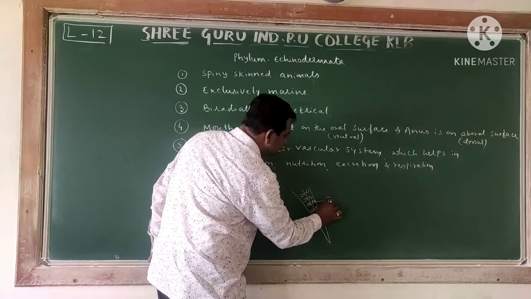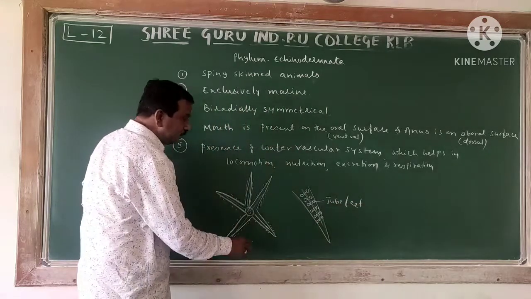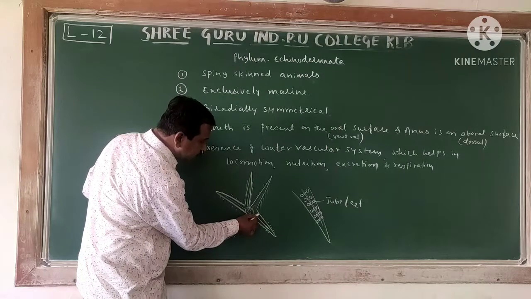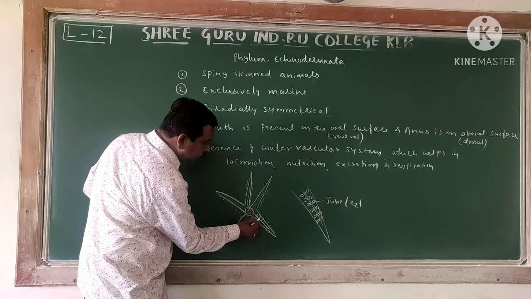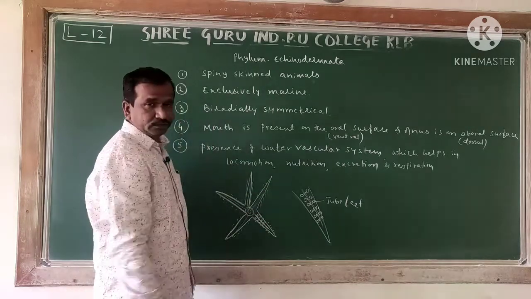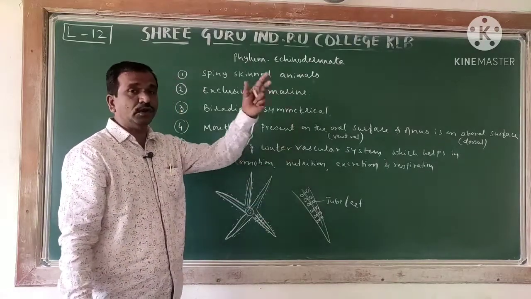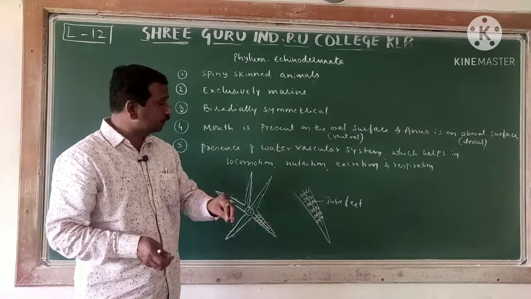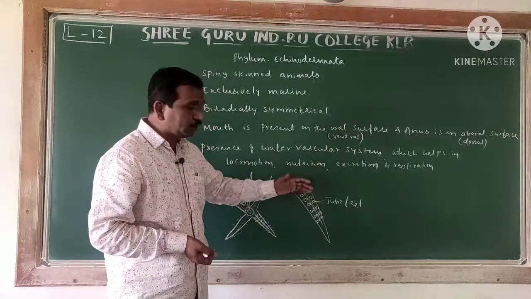So what is this? This is the tube feet. Like this. Here I am drawing the diagram of the tube feet. Such tube feet are going to be found in all the regions, that is, all the arms. Now what is the role of the tube feet? What we have discussed is locomotion, nutrition, excretion and respiration. It is all the function of the tube feet.